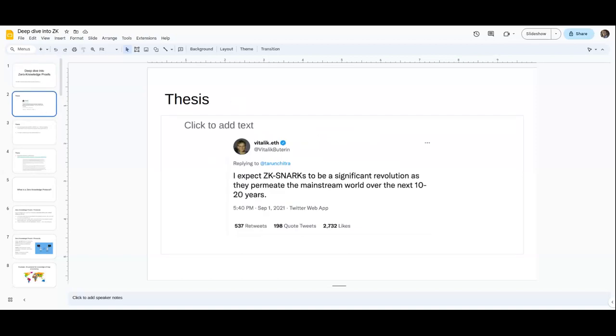Okay, we have a thesis like this: Vitalik saying, "I expect ZK stacks to be a significant revolution as they permeate the mainstream world over the next 10 to 20 years." He said this in 2021, and this is just 2 years down the line, and we can already see the impact that zero knowledge technology has had on the world. We can already see different people building products around zero knowledge, and that's basically what we're here to talk about. So we're still early, and everyone should be excited to be learning about zero knowledge at this early stage.